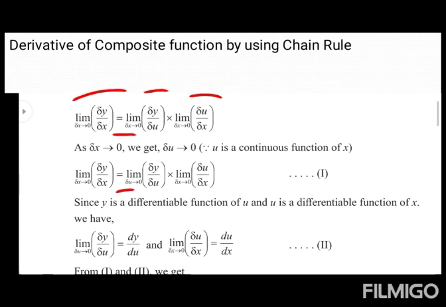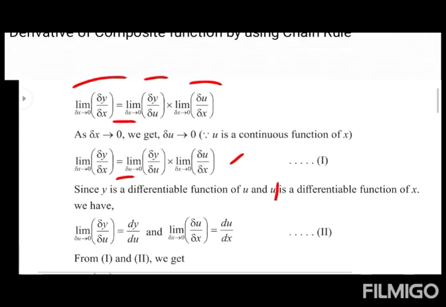Why are we using del u? Because here in the base the variable is u, so the limit should be according to the base variable. Now in the right hand side, because of del u in the denominator, we considered the limit del u tends to 0 into the limit del x tends to 0 of del u upon del x. Since y is a differentiable function of u and u is a differentiable function of x, we have the limit del u tends to 0 of del y upon del u, and the left hand side will be as it is.